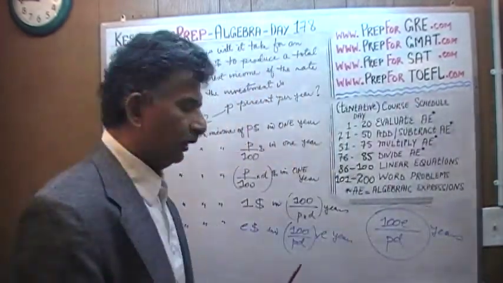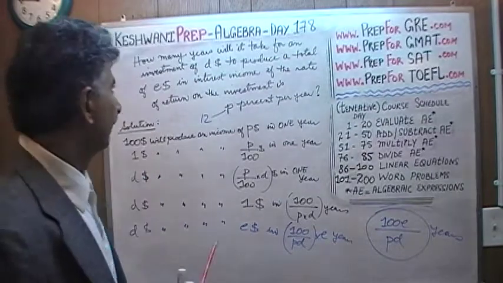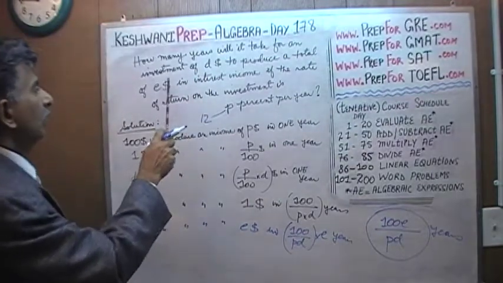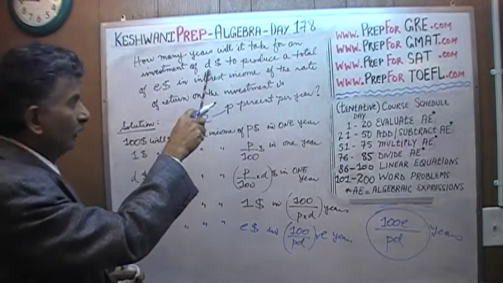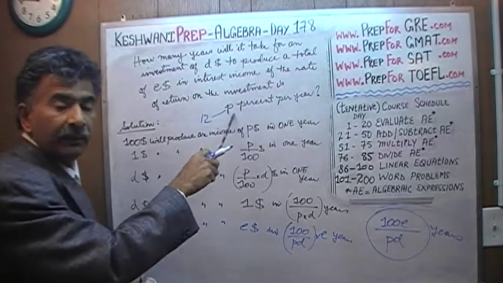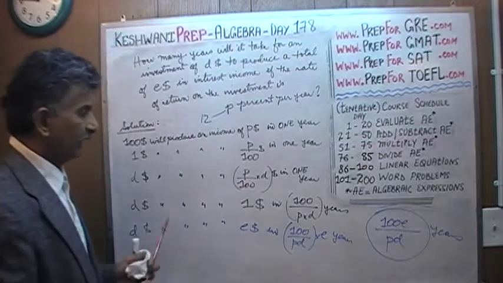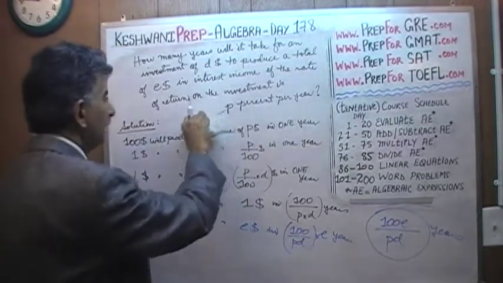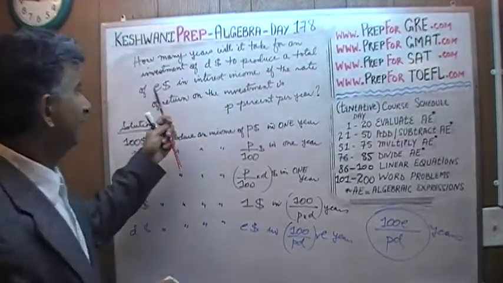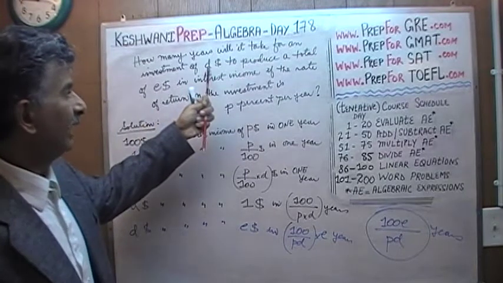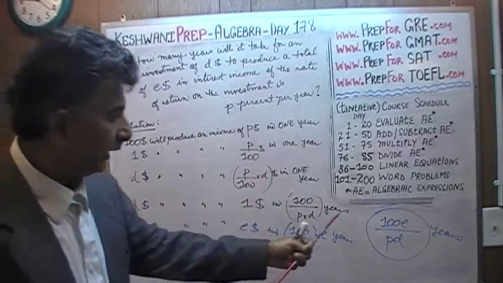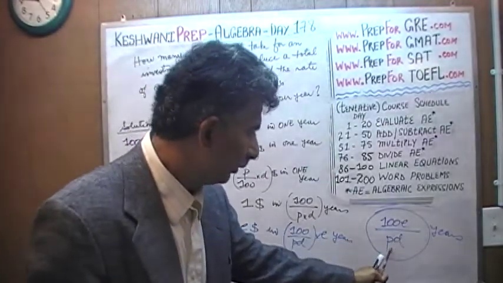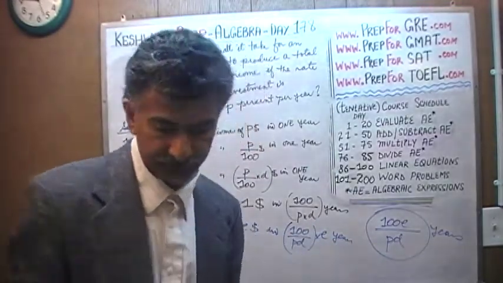The question was, how many years will it take for us to earn an income of E dollars if we were to invest D dollars at a rate of return of P%? The answer is, how many years will it take to earn a return of E dollars on an investment of D dollars if we earn P% per year? It will take 100 times E over P times D years. That's it.